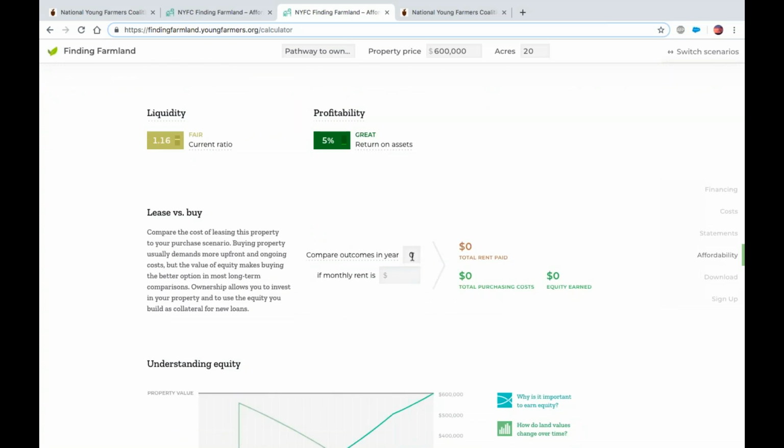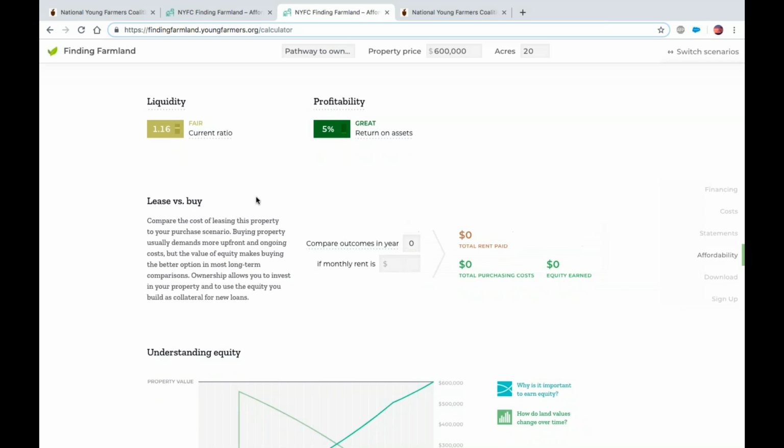There is a handy little tool here that can help you think a little bit more long-term about this lease versus buy decision. So if we want to say 20 years out in the future, and we set our monthly rent, well, our monthly rent was $2,000.